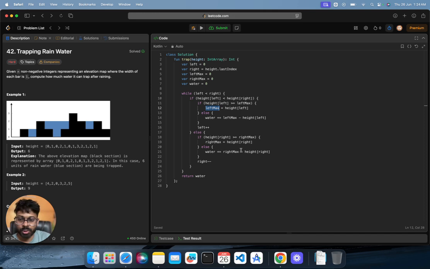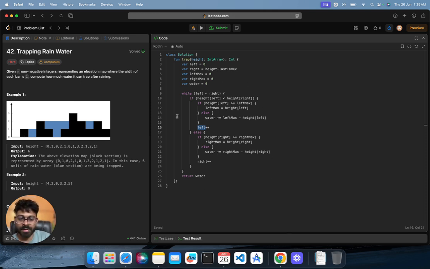The next time we approach, the smaller one would still be this, and we will ask if the height is less than the height of right. So this is 0, so the height is definitely less. We will ask: is your height greater than your own individual left max? It is smaller, so if it is not greater, then we cannot update the left max, but we can trap water. So the water trapment will be left max minus height of left, minus 0, so this water would get trapped, and the left would get plus plus, so we will just increment our left.